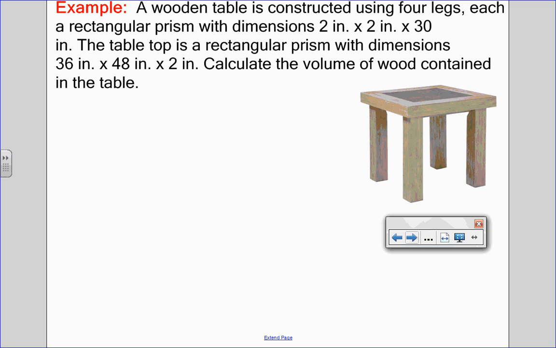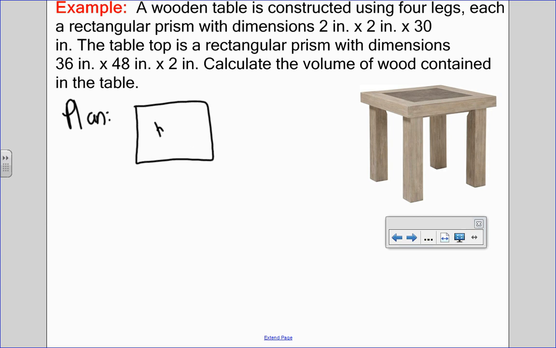So let's look at this example here. We have a wooden table and it's made with 4 legs that are rectangular prisms. The dimensions are shown. And the tabletop is also a rectangular prism. We want to calculate the volume of wood in the table. So let's come up with my plan first. My plan to figure out the volume is I am going to figure out the volume of the rectangular prism on top. And then I'm going to find the volume of the rectangular prism for the legs. So these are the legs. And then I'm going to times that by 4 because there are 4 of them. So that's my plan. So let's begin.